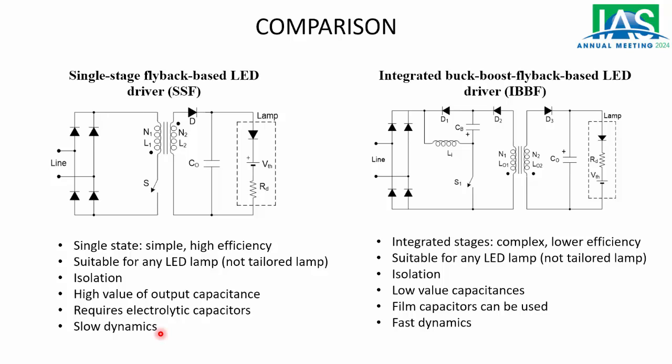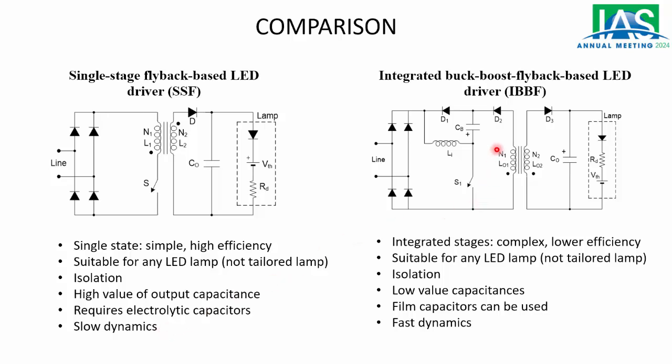So for some applications, this can be an issue because, for example, if we want to implement PWM dimming at the output, then we have to tackle with this very slow dynamics. So the frequency at which we can perform the PWM dimming can be too low.